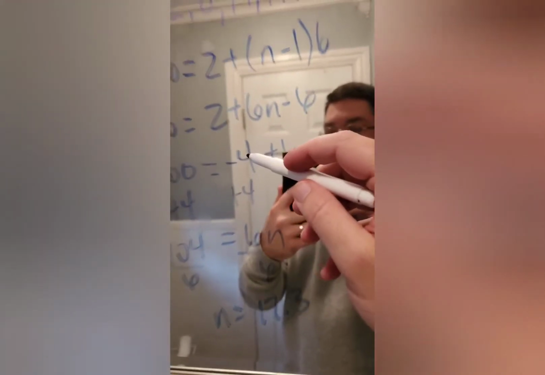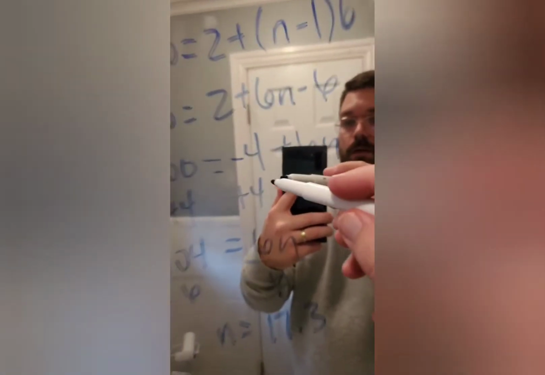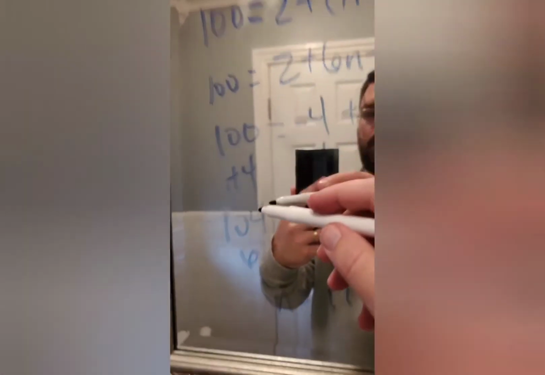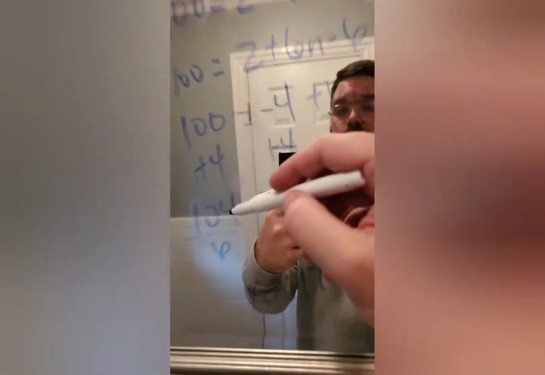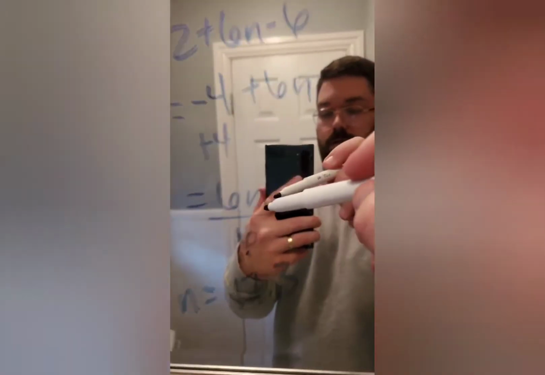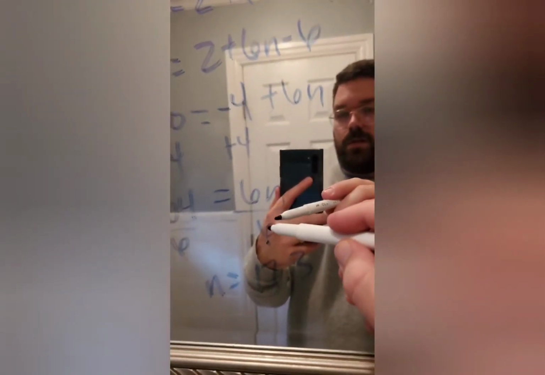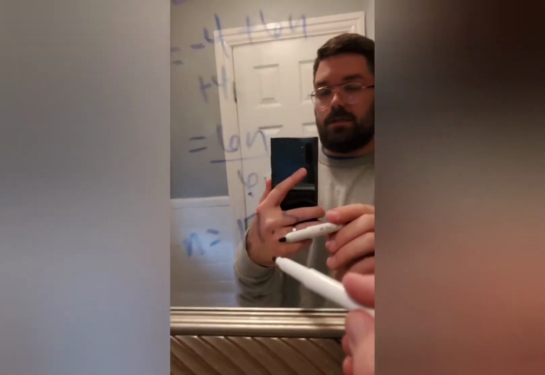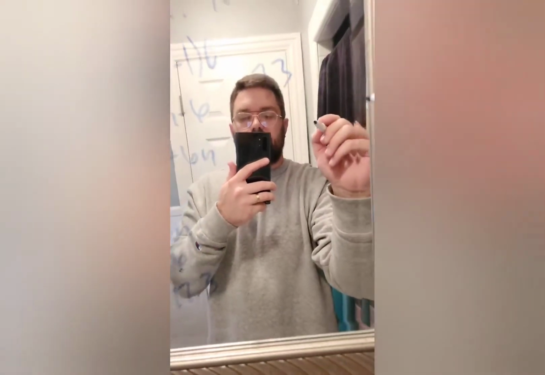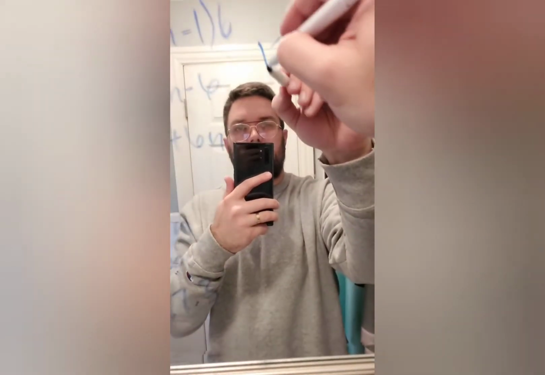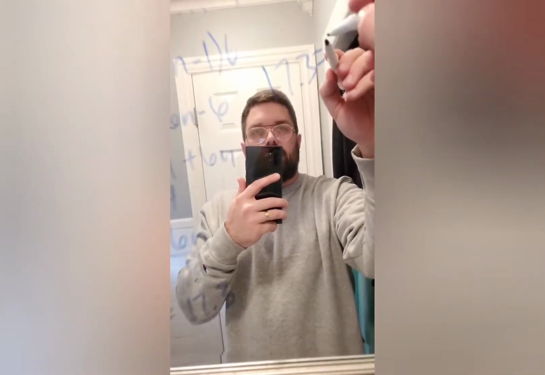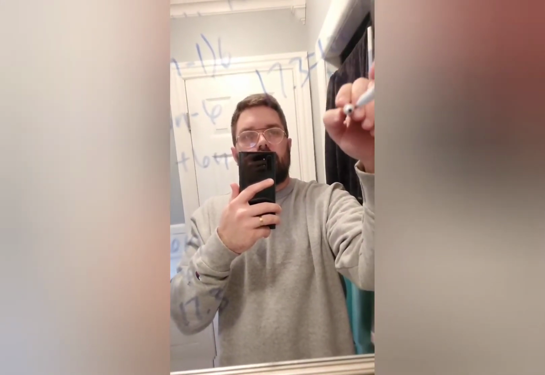We want to get rid of this negative 4 because we're trying to solve for n. So we add it to both sides. If we add 4 to 100, we end up with 104 is equal to 6n. We want to get the 6 away from the variable, so we divide by 6, we divide by 6. That means n is equal to 17.3, which also tells us that on the 17.3 day, you've watched 100 hours of Netflix.